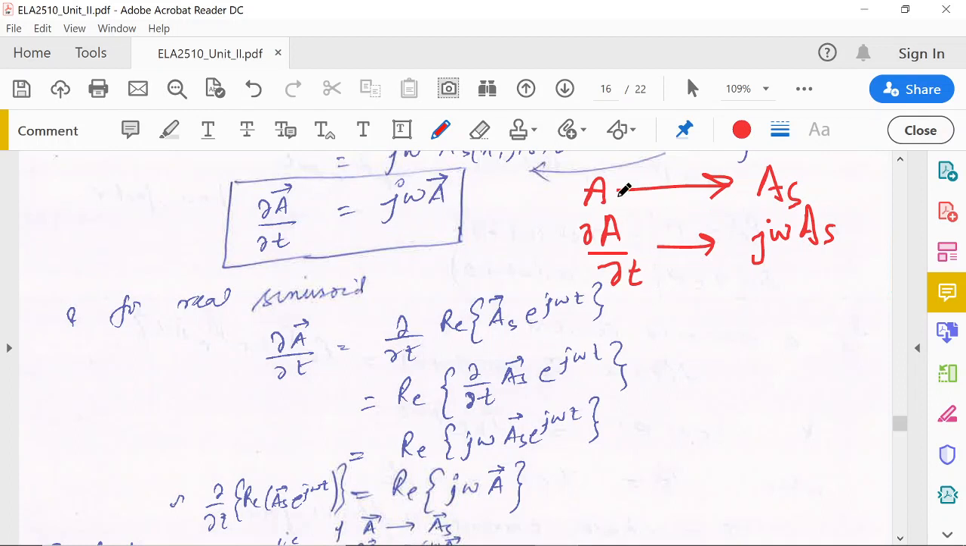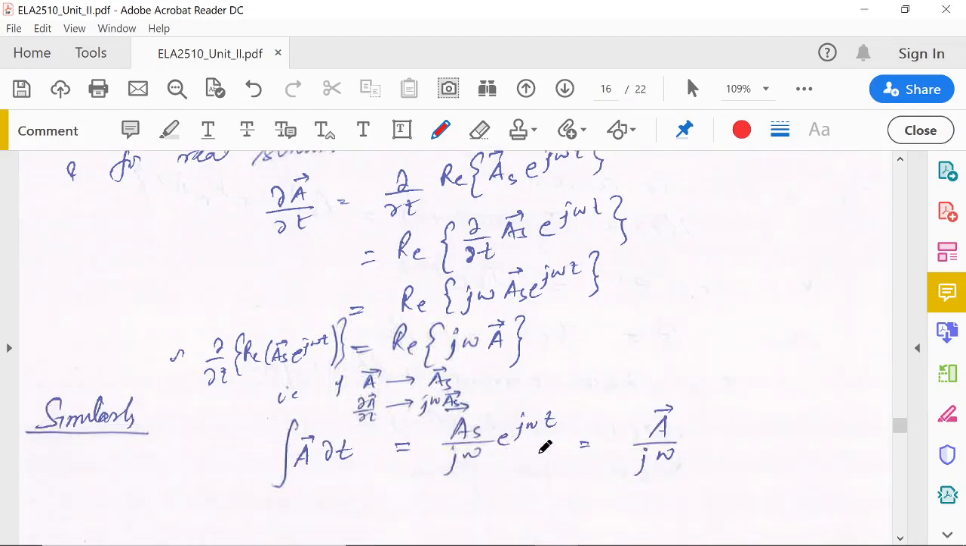So in both cases, if A has the phasor form A_s, then the derivative of A will have j omega A_s as its phasor form. Now the same thing can be done for the integral. If you integrate, you can verify that the integral of A with respect to t will give you the phasor form A_s over j omega.